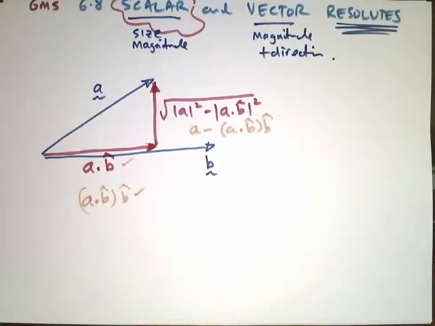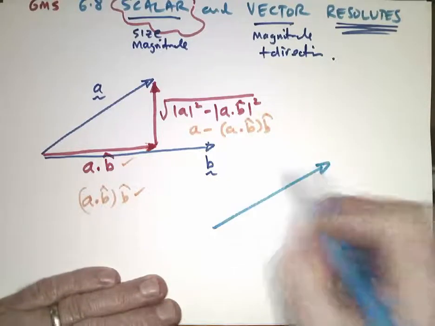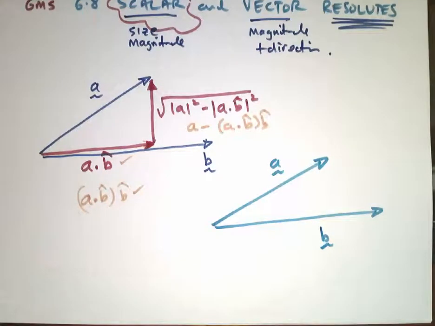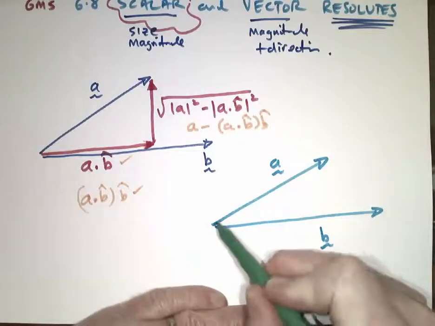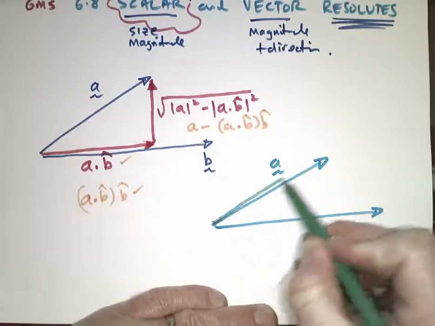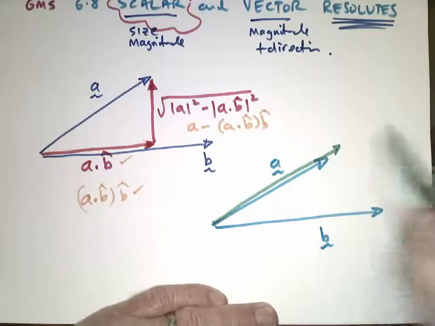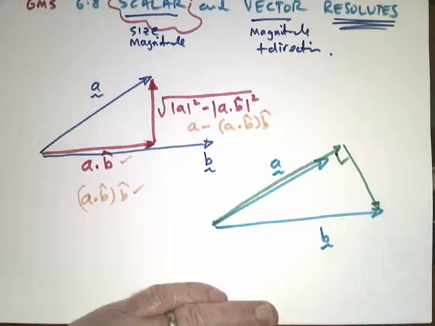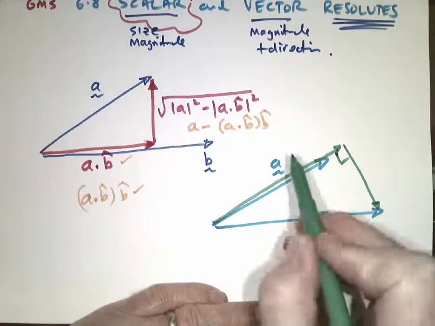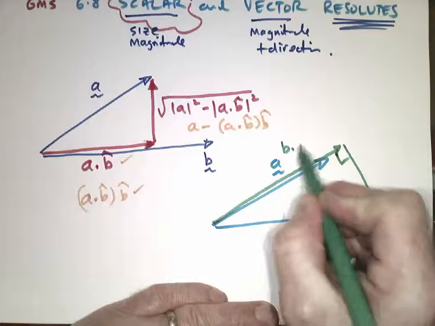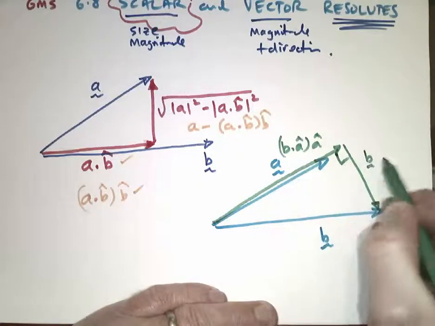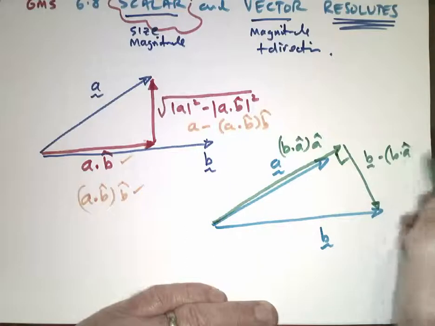If I had another vector, for example, vector A and vector B, I could break vector B into two components. There's a component of vector B that is in the direction of A, and there is a component of vector B that is perpendicular to A. And the vector resolute would be B dot A hat, and this would be B minus B dot A hat.